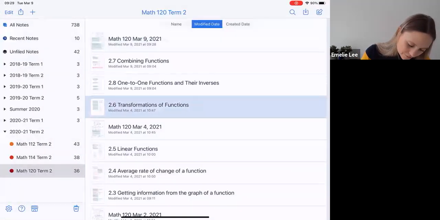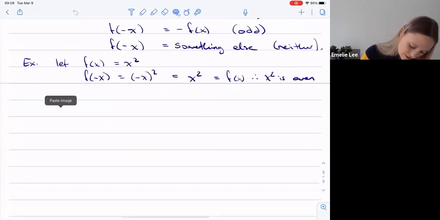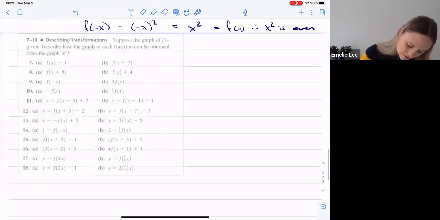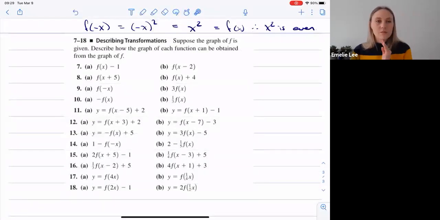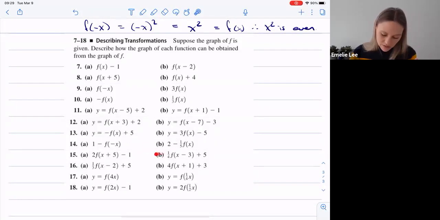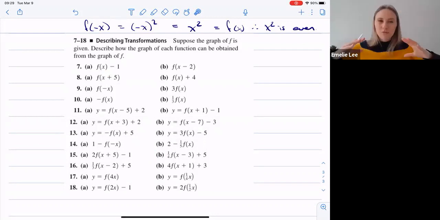Let's have a look at some of these functions. We'll talk about some of them, and once we get into the harder ones, then we'll do them. Let's talk about 7a, for example, f of x minus 1. I have this function f of x. It doesn't matter what f of x is, but everything's been shifted down 1 unit.